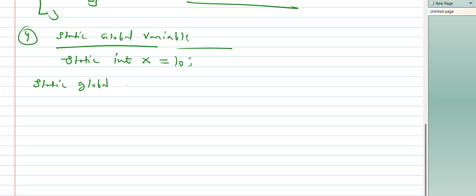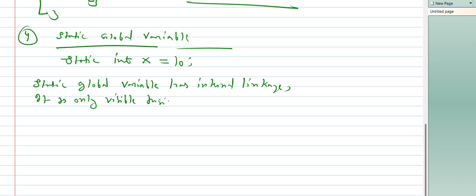it has internal linkage. The static global variable has internal linkage, meaning it is only visible within the file where it is declared. It cannot be accessed from other files, even if they include the same header, right?